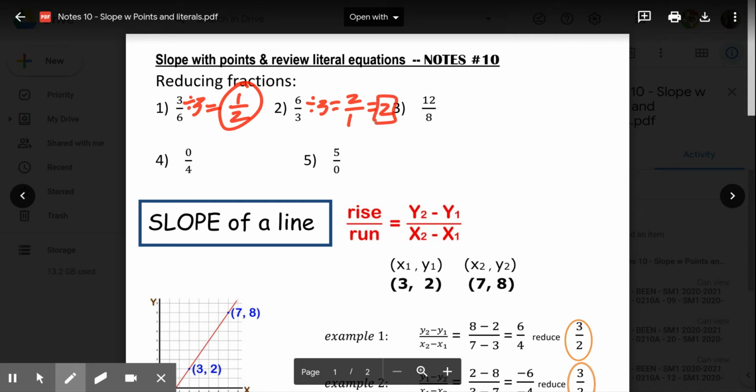2 divided by 1 is 2. 12 and 8 are divisible by 4. That's your greatest common factor. So we're going to divide each of these by 4. So 12 divided by 4 is 3. 8 divided by 4 is 2. And you could just leave it as 3 halves.